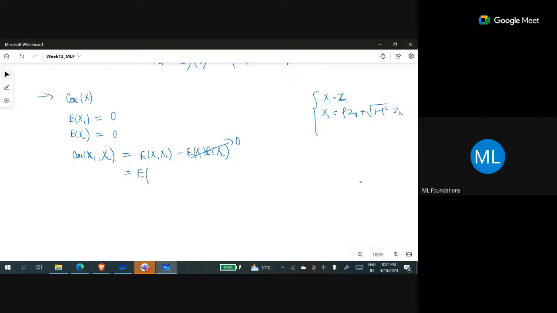Now I can do the multiplication here. So x2 will become rho z1 square, I'll just multiply these two, rho z1 square plus under root of 1 minus rho square z1 z2.